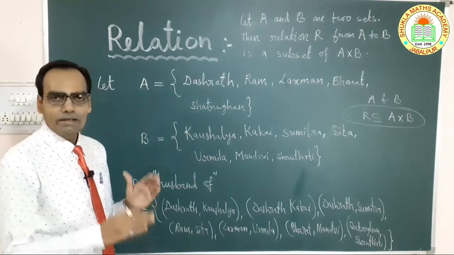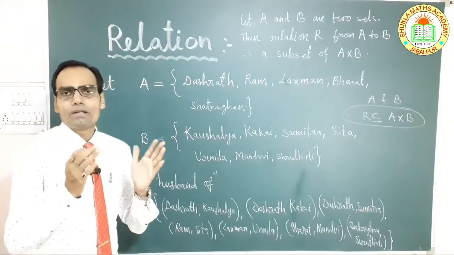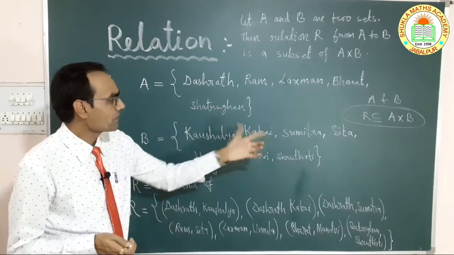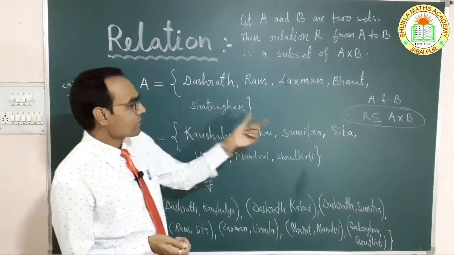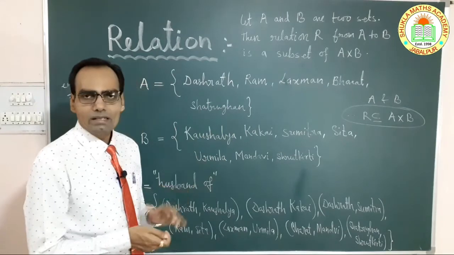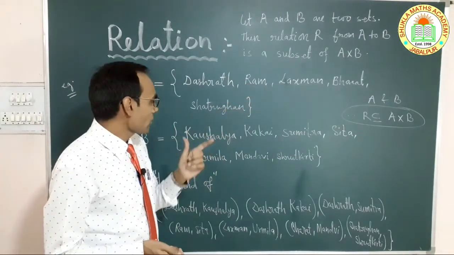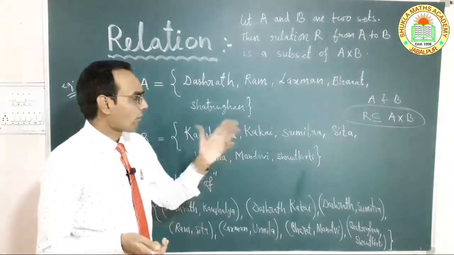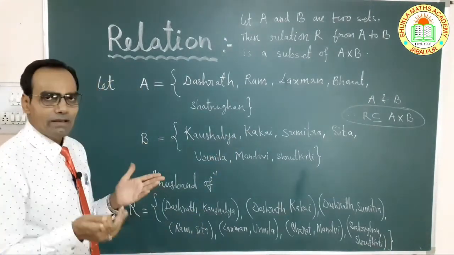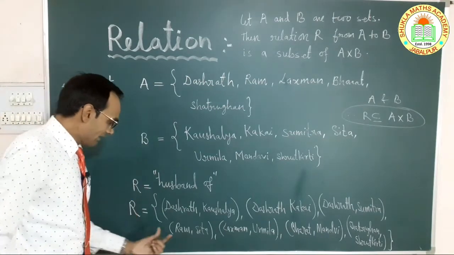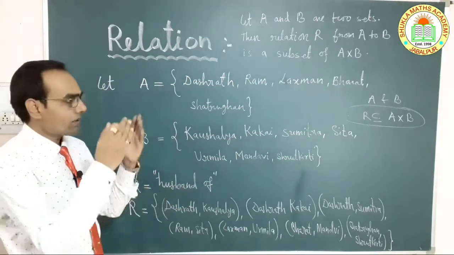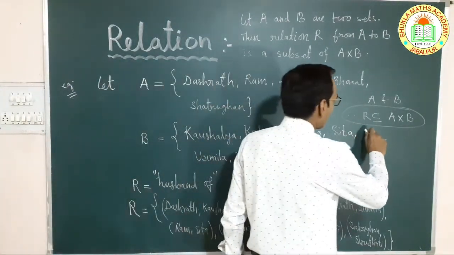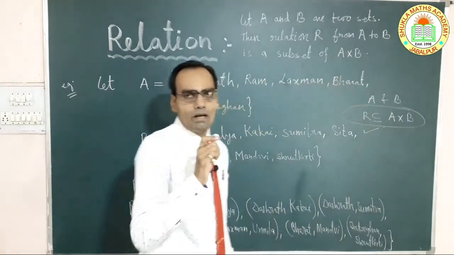A cross B contains all the ordered pairs of elements: Dasarath, Kaushalya; Dasarath, Kekai; Dasarath, Sumitra; and Dasarath, Sita also; Dasarath, Urmila, etc. And similarly Ram, Kaushalya. We discussed this in the previous video. So you can easily find A cross B, and after that you can also check that the relation R is a subset of the Cartesian product A cross B. This is the main condition to be a relation.